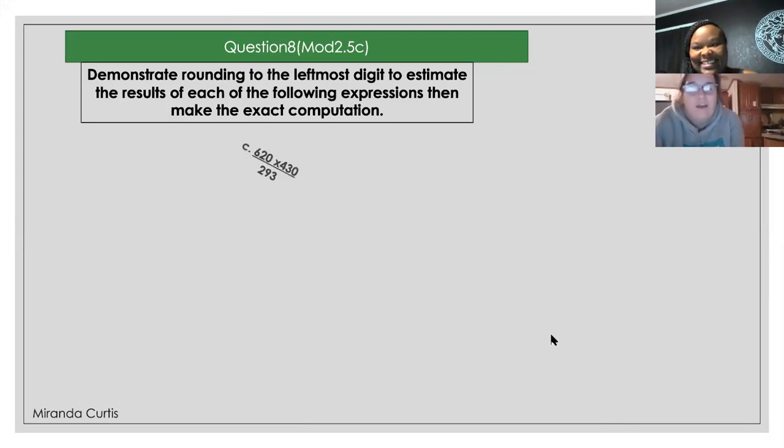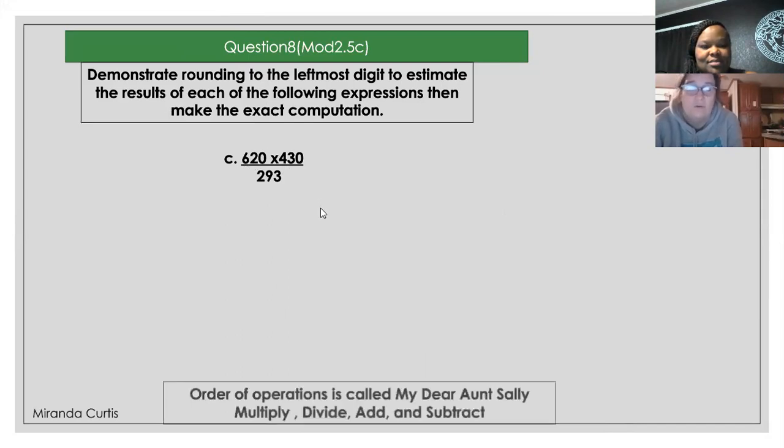Surely. So again, we're going to do our order of operations. This time, we're going to multiply because we have 620 times 430 over 293. My dear Aunt Sally. So when you multiply the top, you get 26,660, and there's a 0, over 293. And then we're going to divide, which gives us 909.89.